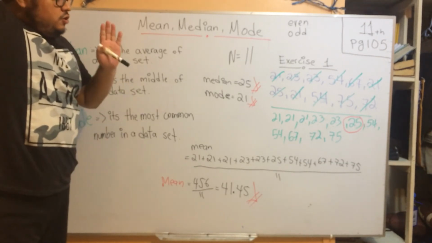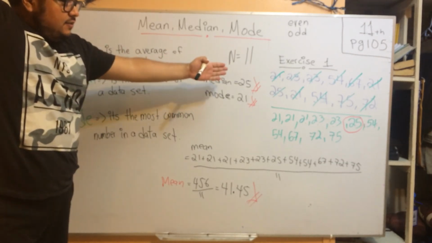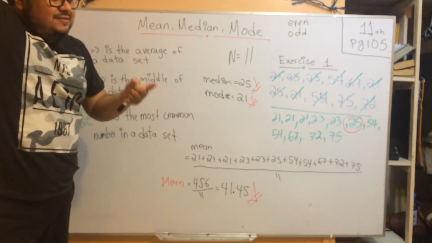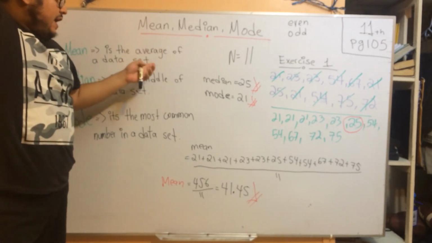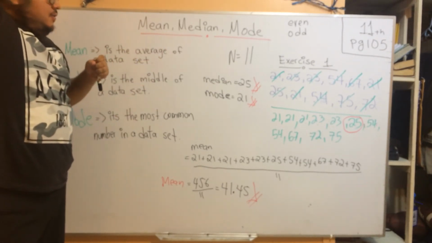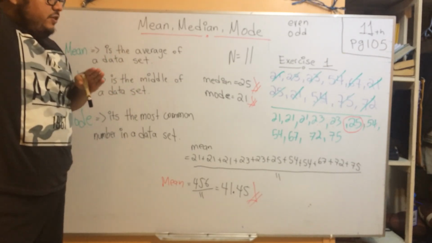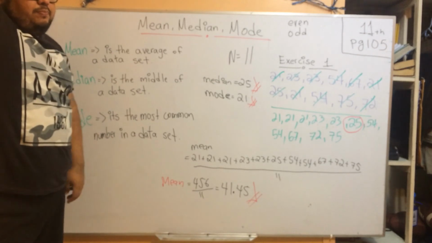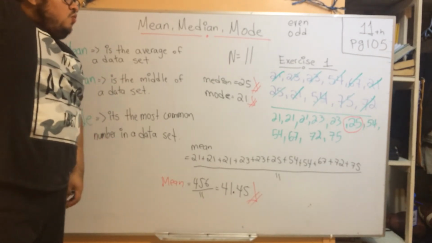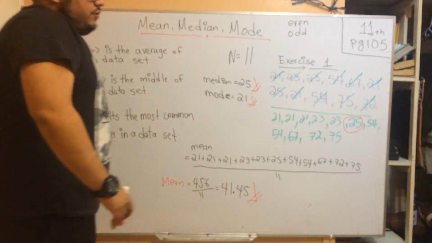So, using the data set, the first thing we need to do is place the numbers in order. Then we need to find the average, to find the mean. We need to find the middle number, in case we have an odd or an even number of data. And then we need to identify the mode, which is just the most repeated number in a data set.